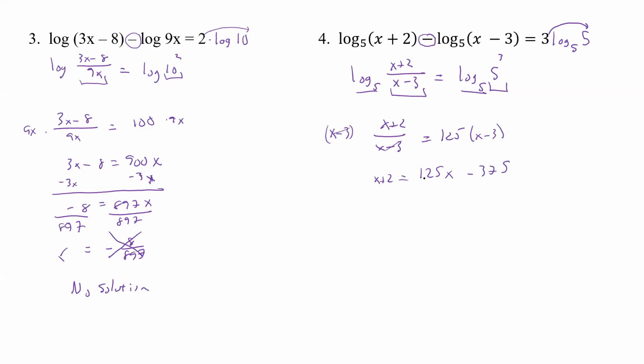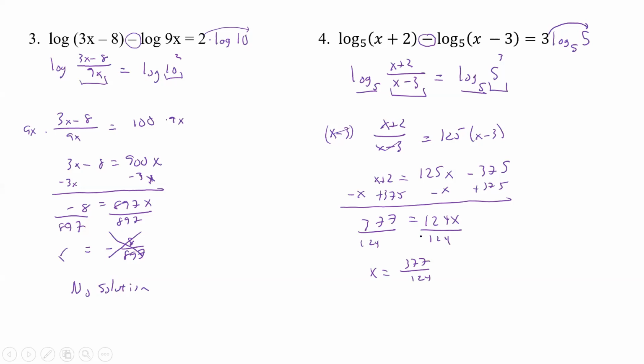All right, let's add 375, and let's subtract x. So 375 plus 2 is 377, and that is equal to 124x, divided by 124, divided by 124. So x equals 377 over 124, and I don't think that can be reduced, and so therefore our final solution is just 377 over 124.